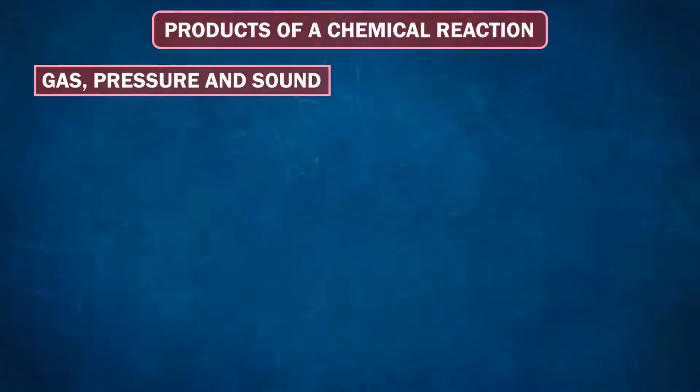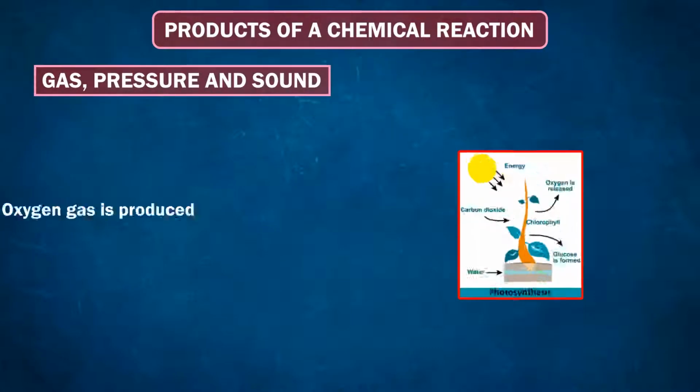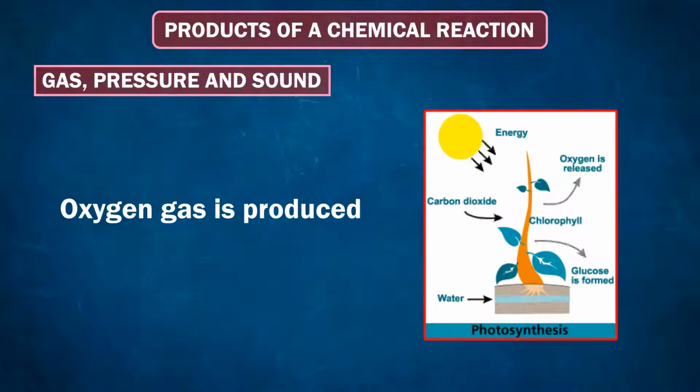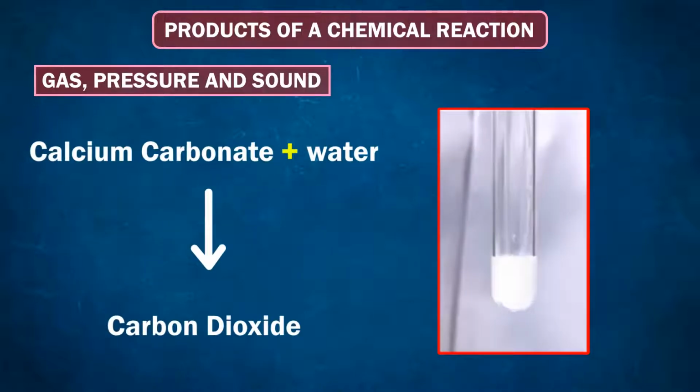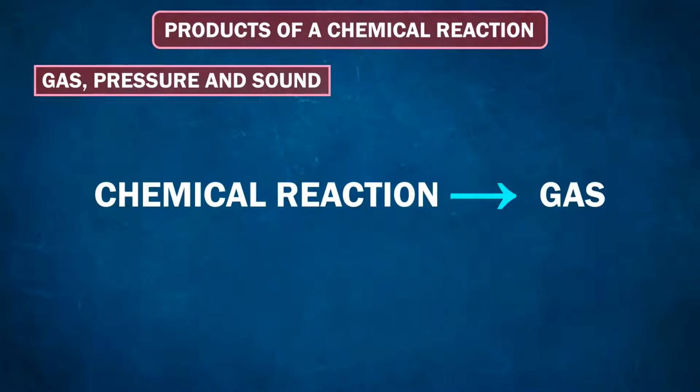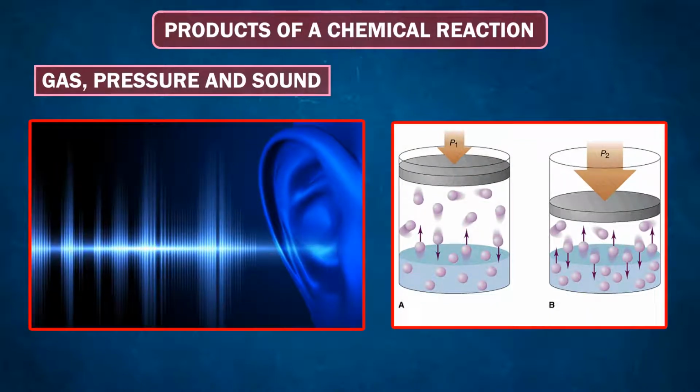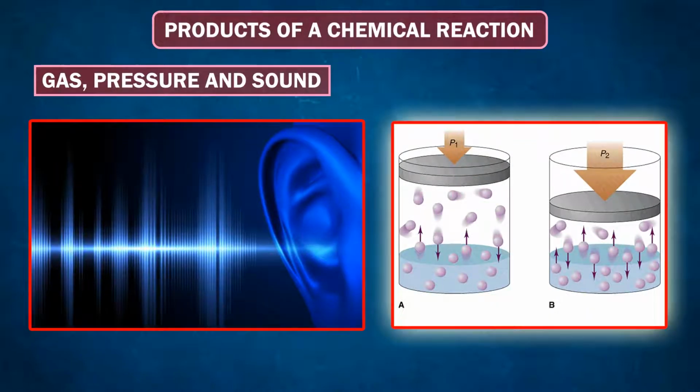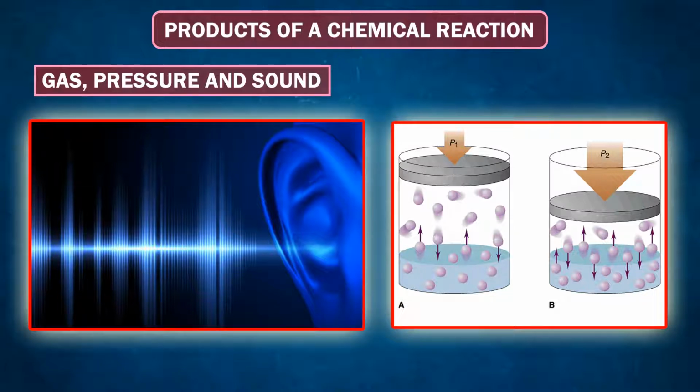Production of gas, pressure, and sound. Photosynthesis is a chemical reaction where oxygen gas is produced. When we mix calcium carbonate and water, carbon dioxide is produced. So it is clear that some chemical reactions produce gases as products. Now let's see how these gases can be used in exerting pressure and producing sound.